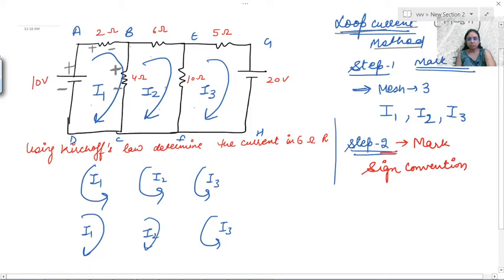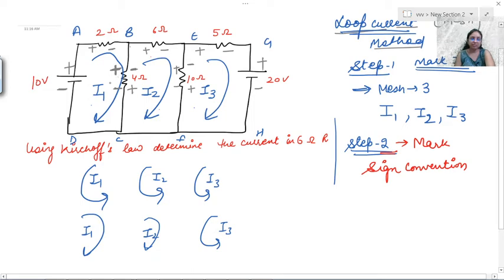Now similarly, I2 is your friend, and he is also moving like you. He is moving from B to A, so mark positive, negative, positive, negative, right? He is moving from C to B, but you are moving from B to C. You move in the opposite direction in the middle branch, right? Now again, I3 is your third friend. He is moving from E to G, positive, negative. The battery sign will remain the same. He is moving from F to E, positive here and negative here. Clear? I hope this sign convention is clear to you all.